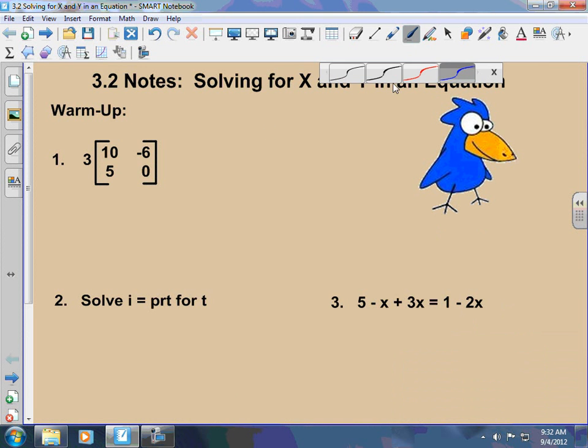Okay, this is lesson 3.2, solving for x and y in an equation. We are going to go over the warm-ups, so if you need to pause the video, go ahead. Start it back up when you're ready to go.